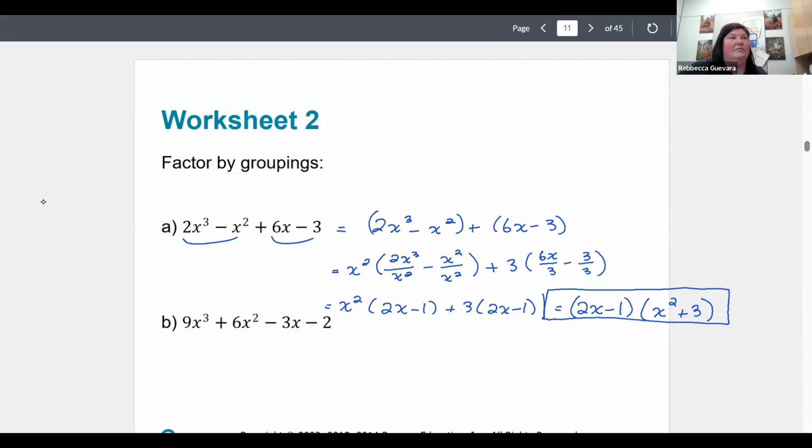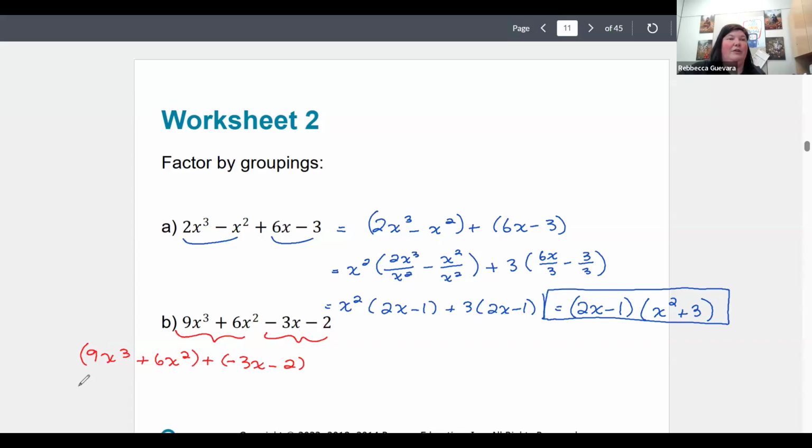B here. I'm going to do it twice just so I can show you something else you can do here. So I want to expose you to some things that could happen. We'll put these together and then we'll put these together. So we're going to have 9x cubed plus 6x squared as one of my groupings, plus negative 3x minus 2.